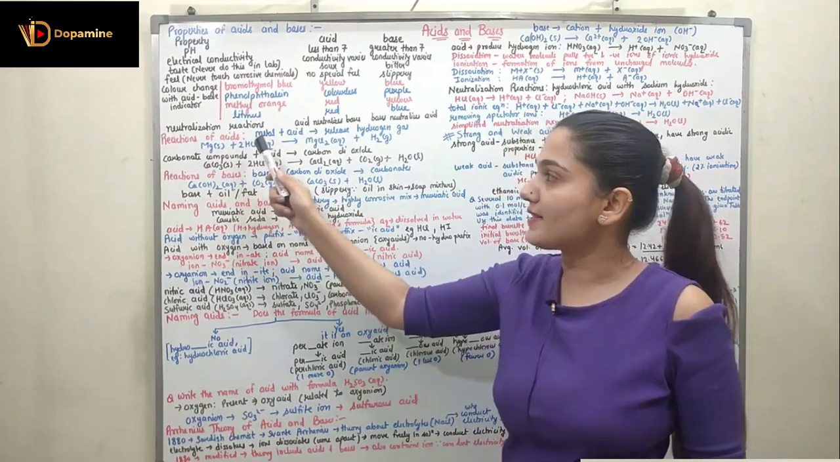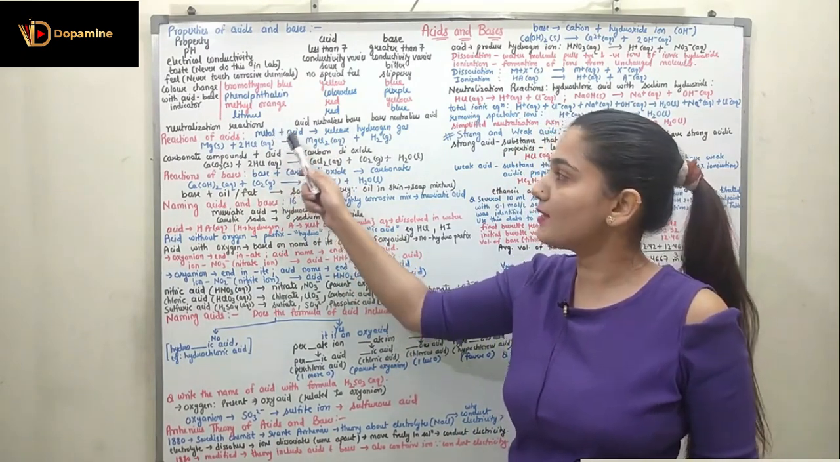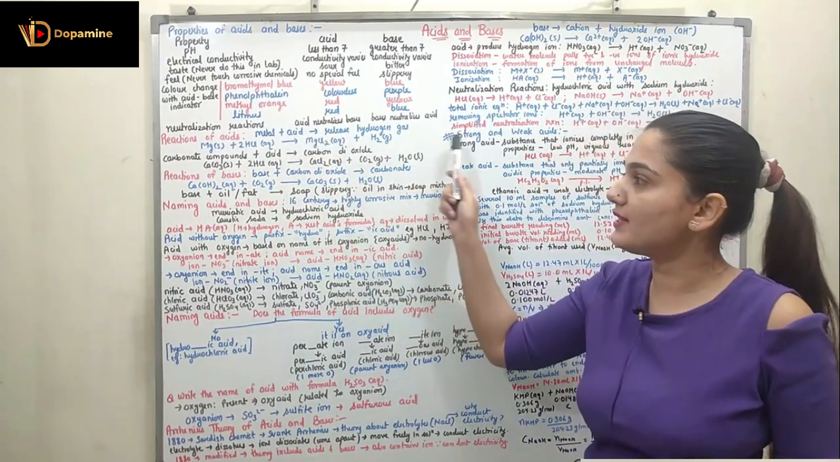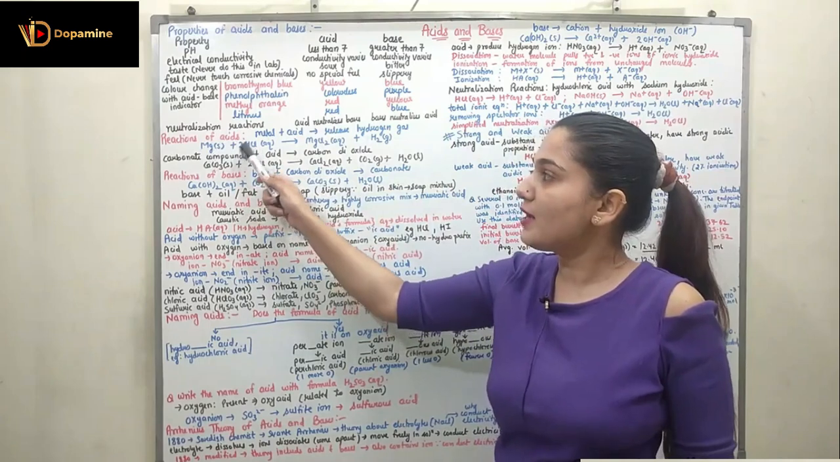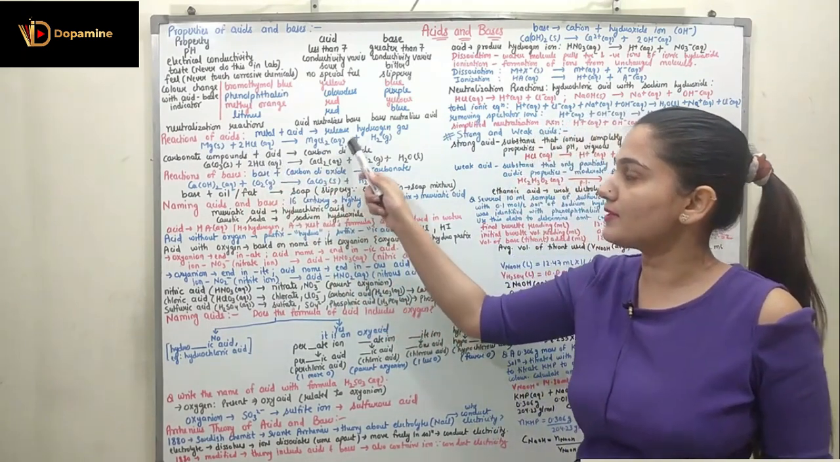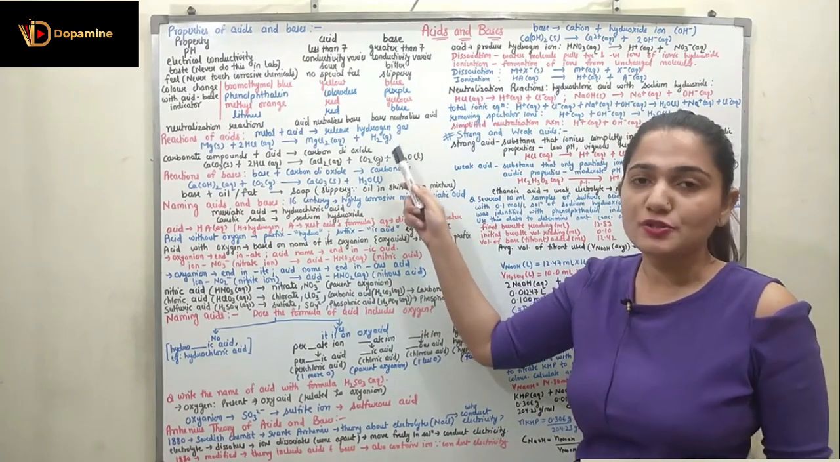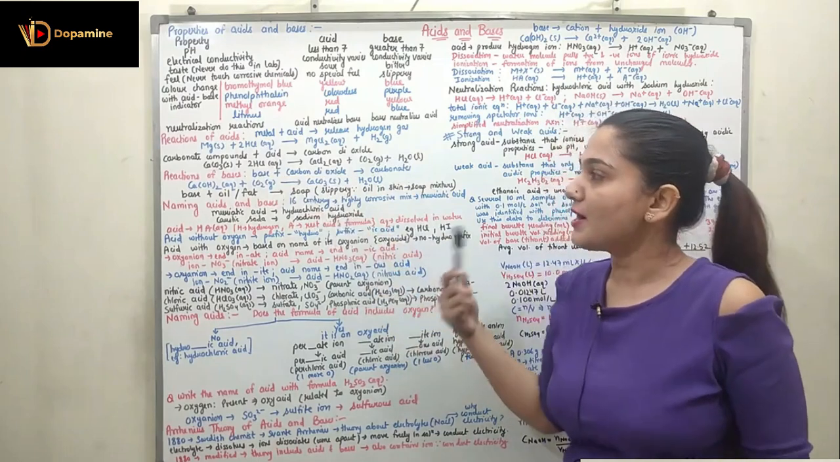Coming to the reactions of acids. Whenever I put metals into acid, metal plus acid is going to release hydrogen gas. For example, magnesium in the solid state plus 2HCl, hydrochloric acid in the aqueous state, gives MgCl2 in the aqueous state plus H2 gas. So this hydrogen gas is released when magnesium is placed in hydrochloric acid.